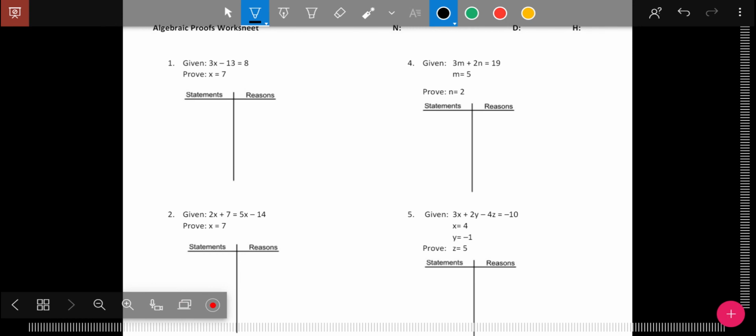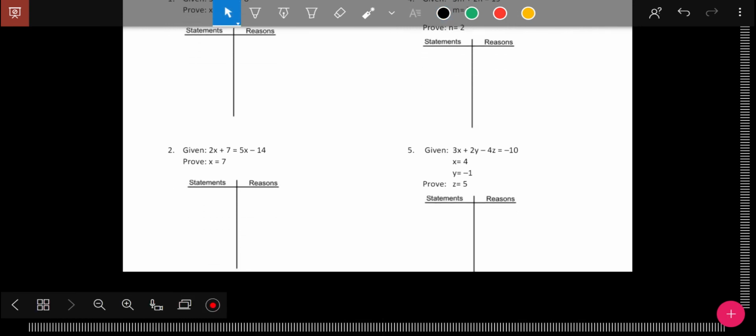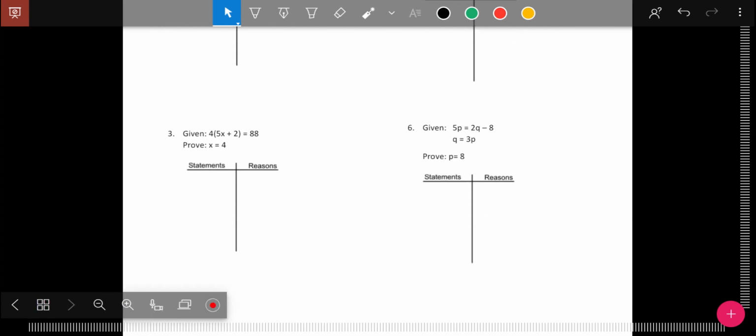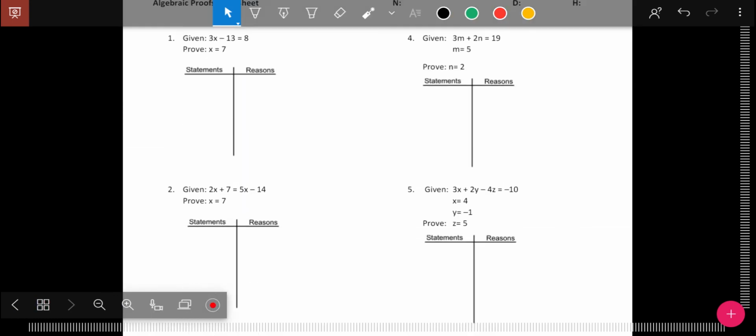This is in your online classroom, but these are the problems that you're going to be doing for homework. Take your time. Best of luck.